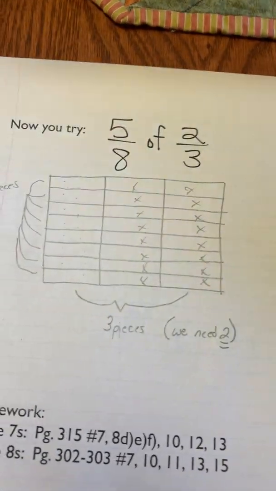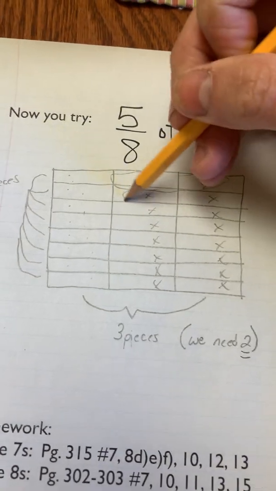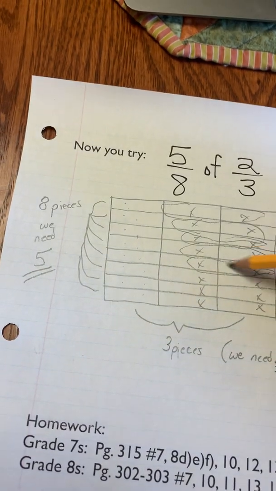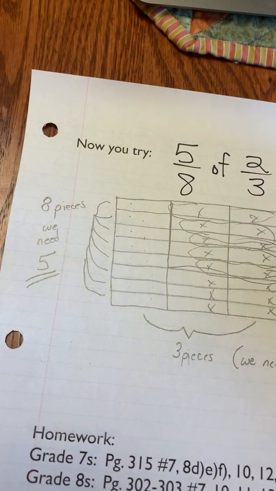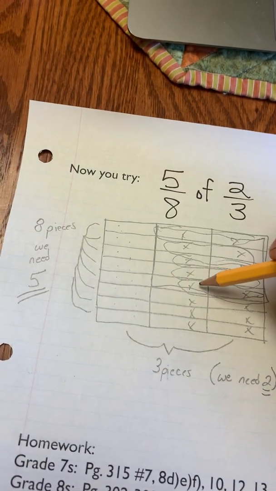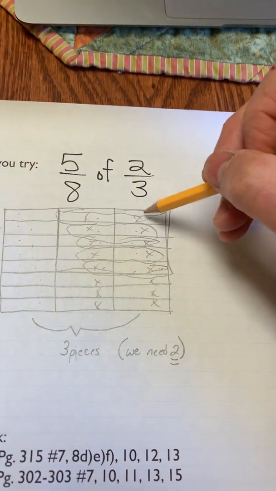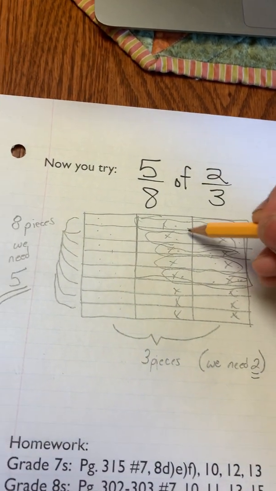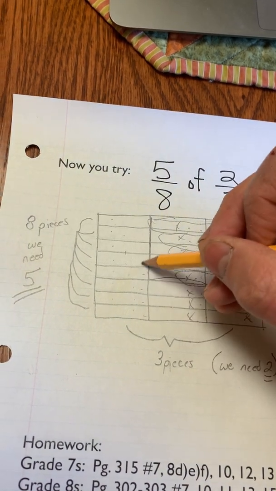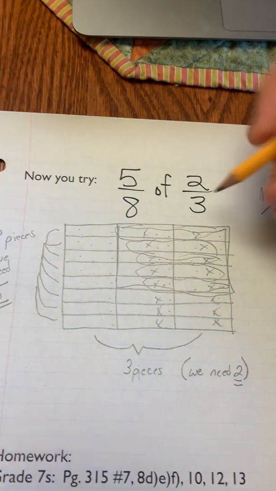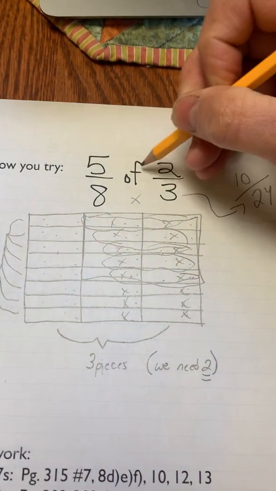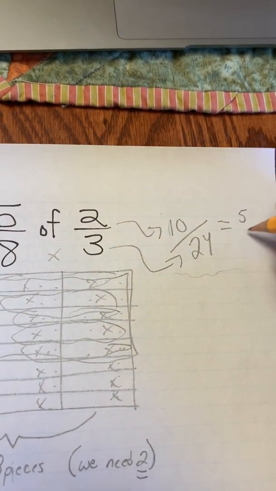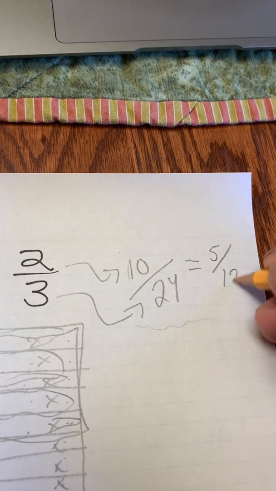And I've got 5/8 of that. So here's 1/8 of that. Here's 2/8 of that. 3/8, 4/8, 5/8. So here's 5/8. So this little section in here is 5/8 of 2/3. And how many is that? It's 1, 2, 3, 4, 5, 6, 7, 8, 9, 10. So that's 10 pieces of 24. And holy cow, 8 times 3 is 24, 5 times 2 is 10. We can simplify this to 5 pieces of 12.